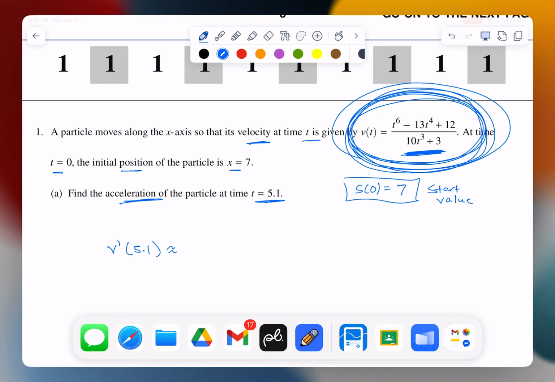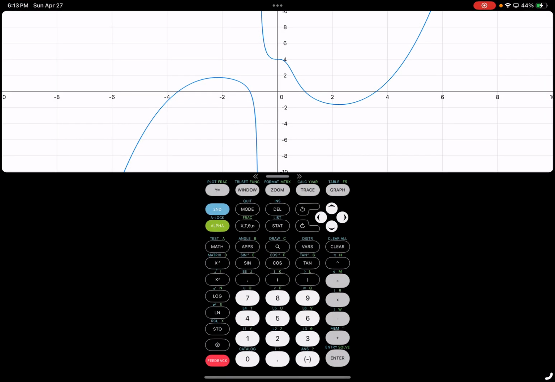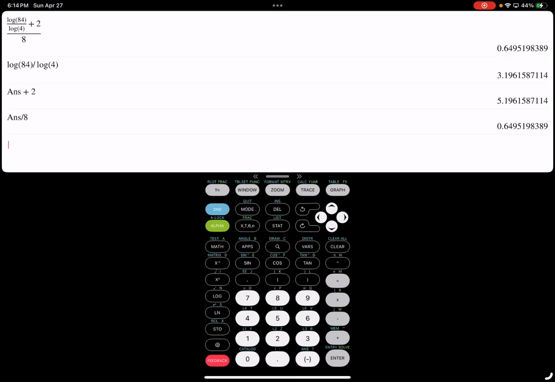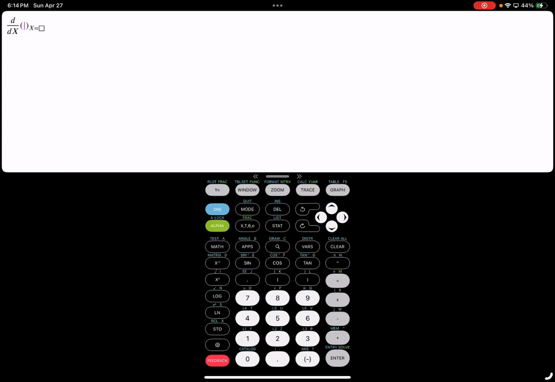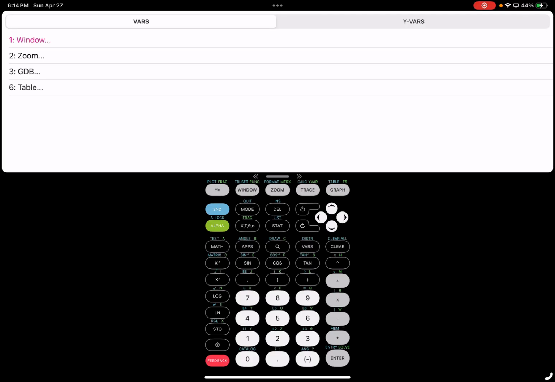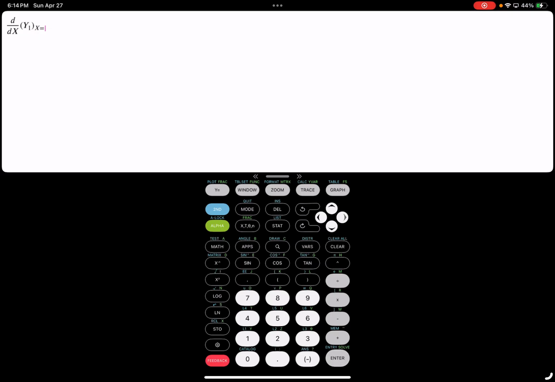So I'm going to go to my calculator. I've already got it typed into the y equals. So I'm going to go to my home screen. I'm going to math what? 8. Math 8 is derivative. Math 9 is integral. Okay. I'm going to go vars, y vars, function y1 of 5.1. Hit enter.